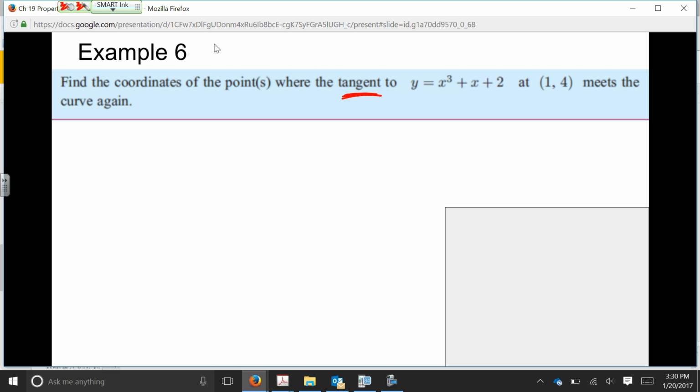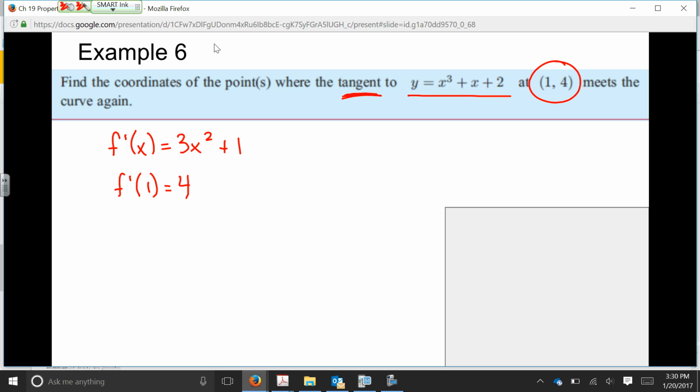We're looking for the tangent of this function at 1, 4. And we want to know when it's going to meet the curve again, all right? And that might sound confusing, but as we go through, we'll kind of build an understanding of what's really happening in this particular problem. So let's just go ahead and start with finding the derivative. The derivative function is 3x squared plus 1. Now what we're looking for is the slope of the tangent line when x equals 1. So I'm looking for f prime of 1. That's just going to be 3 times 1 squared plus 1, or 4.